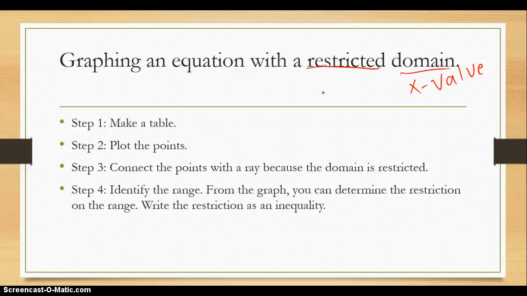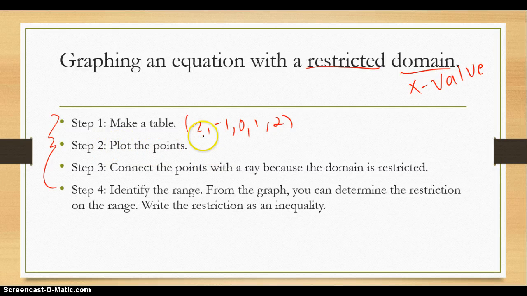But here are the key steps that you need to take to solve this equation with a restricted domain. Step 1, make a table, which we're used to doing, and you'll see that in the next problem. On these tables we'll use different domains than the ones we're used to. We're used to using domains that are similar to this. This time we may use different domains, and I'll tell you why on the next slide.